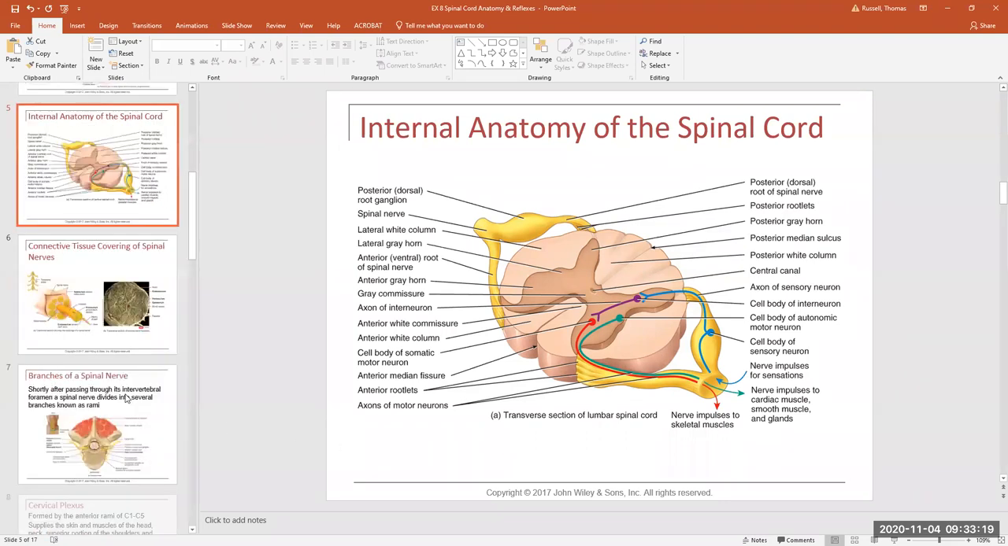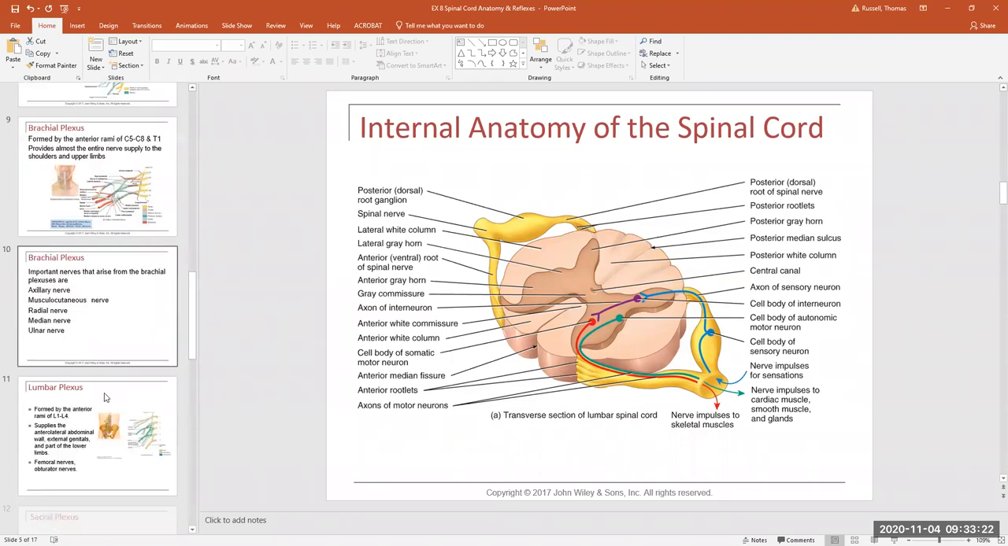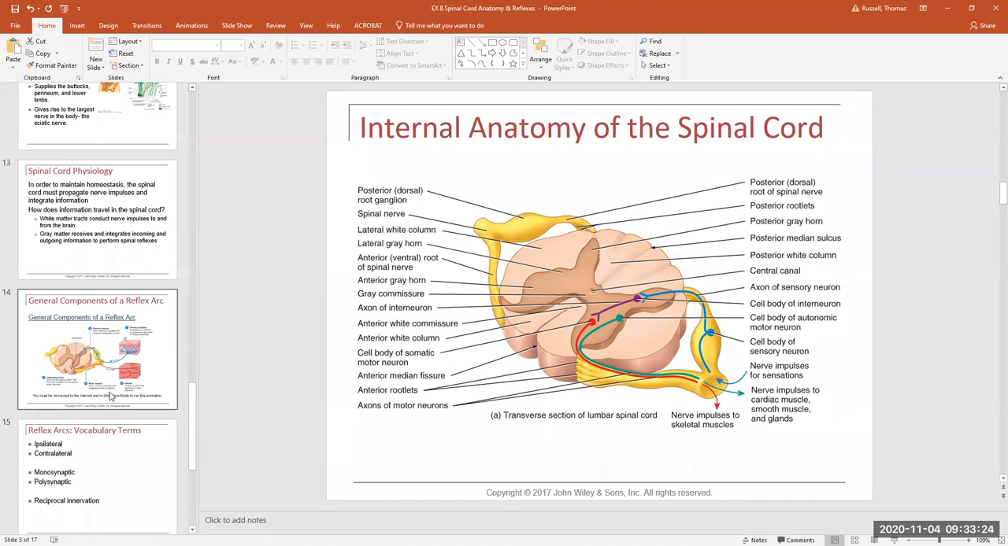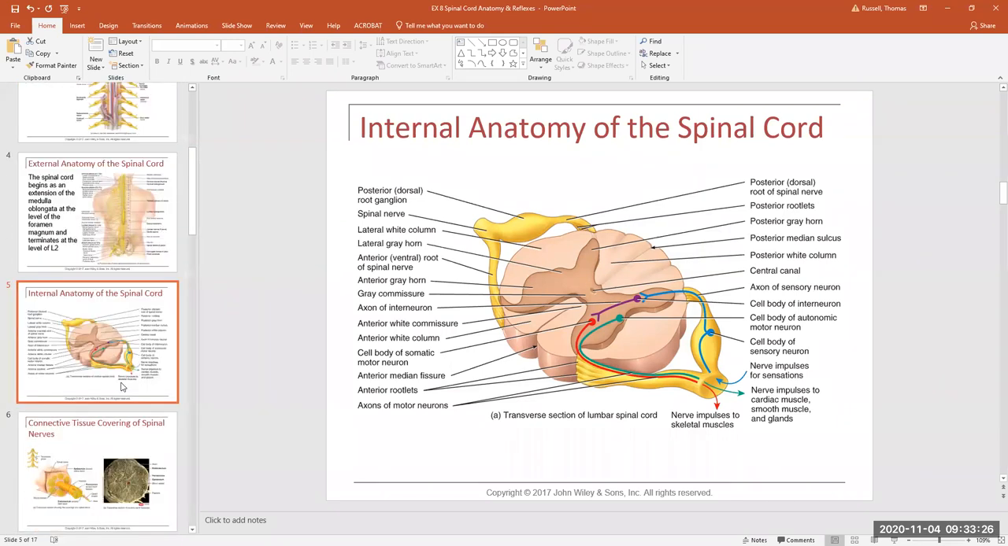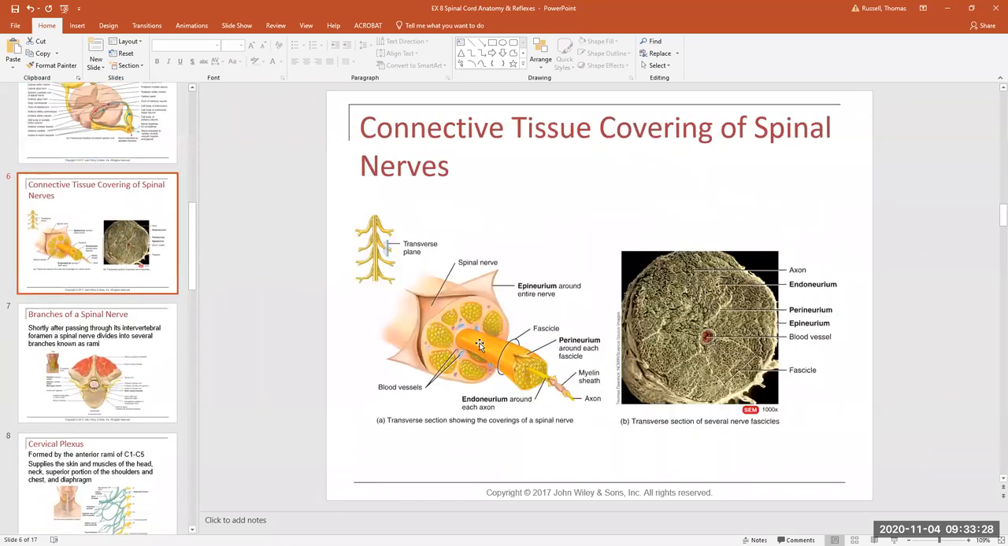I wonder if I have another picture to show you in a minute. Yeah, I do. All right, I'm going to get back to the spinal cord and some things that we have to identify in a minute.